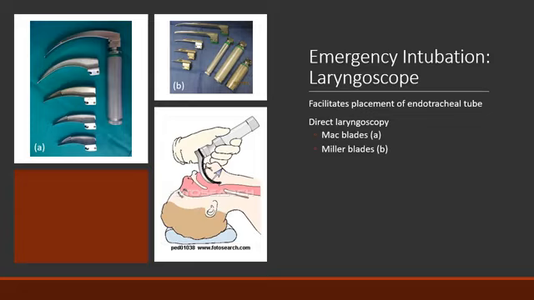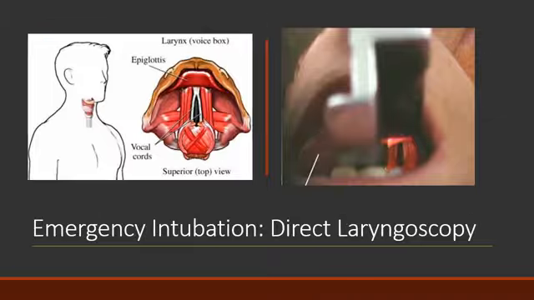The straight blades are on the right-hand side. Those are known as Miller blades, and those are designed to actually go on top of the epiglottis and pick everything vertically up so that you can directly look down and see the vocal cords in the glottic opening. And this is really what we see when we're performing a direct laryngoscopy.